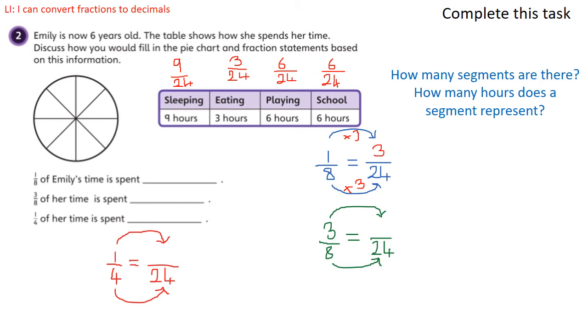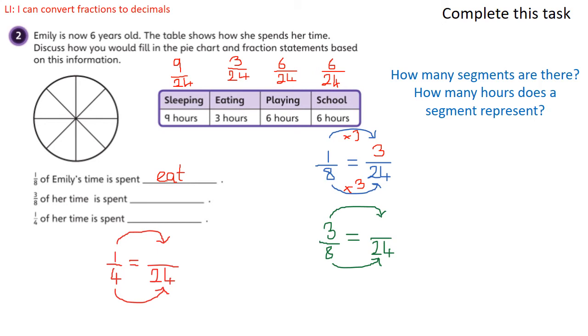3. So what does she do for 3 hours? Well, we can see, according to our table, 3 hours she does eating. So we can put eating in there. 3/8 of her time is spent. So again, we're going to have to convert 3/8 into 24ths.